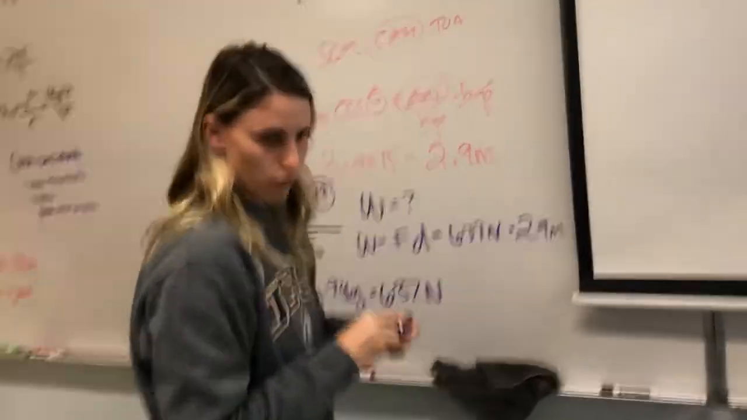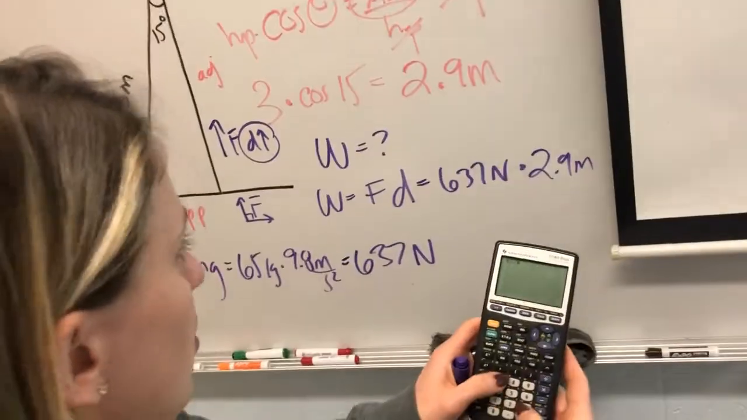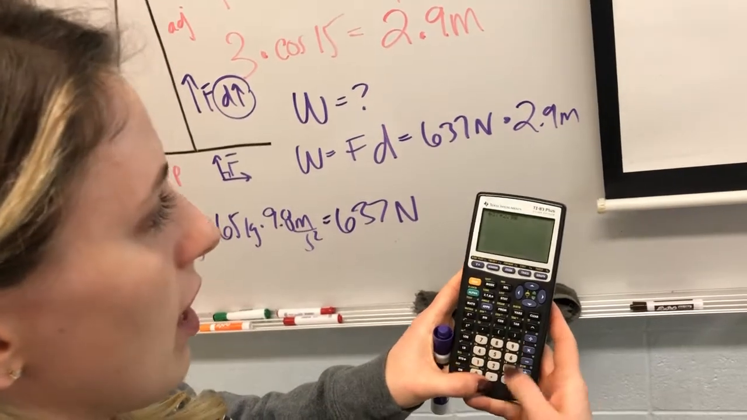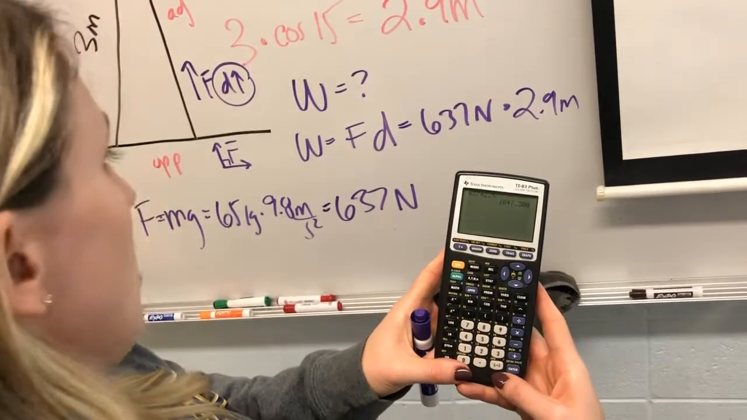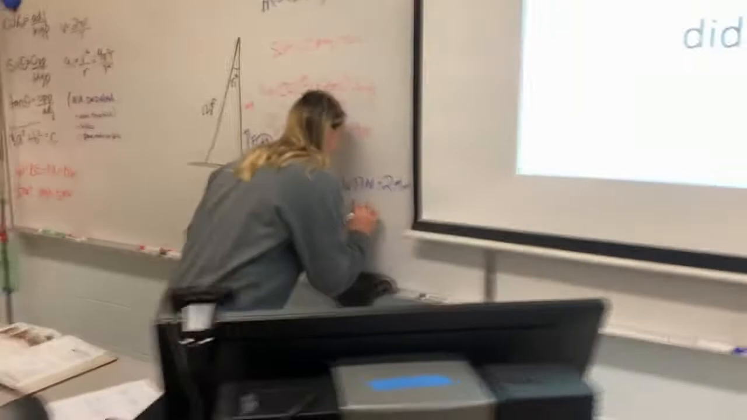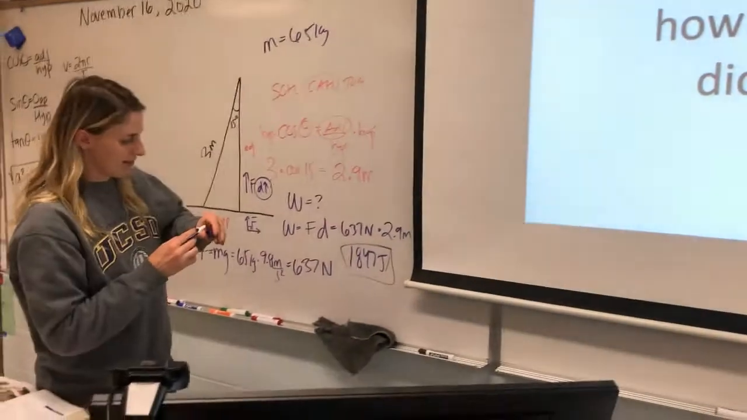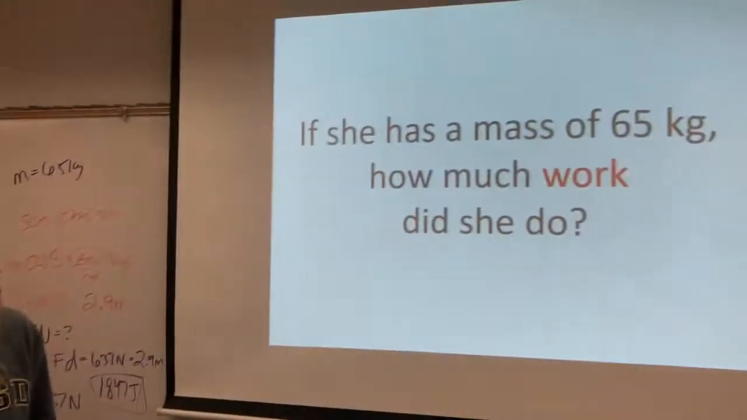Okay, so my work here is going to be 637 times 2.9, and I get 1,847 joules climbing up the ladder. That's how much work I did. It's a lot of work.